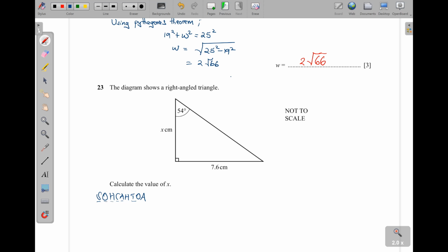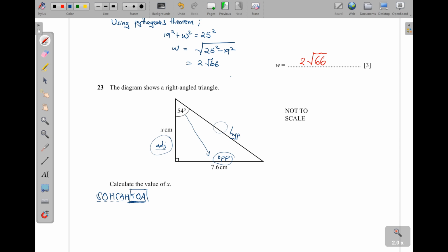Now, the side which is far away from the angle is what we call the opposite. Then the side which is perpendicular to the opposite is what we call the adjacent, the side that is next to the angle. And then the longest side is what we call the hypotenuse. Now, we are having the opposite and the adjacent. So looking at our acronym SOHCAHTOA, we shall pick this region here, TOA.